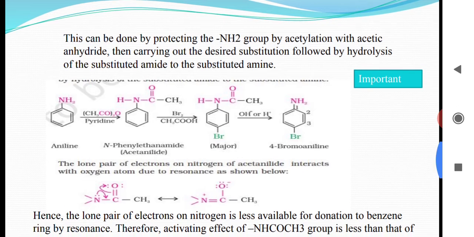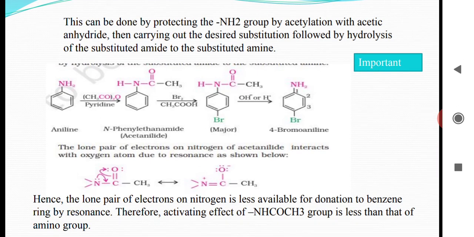Why? Here I have drawn the resonating structure: the lone pair of electrons on nitrogen is getting involved in forming a bond with carbon, and the oxygen is pulling the pi electrons towards itself. That is how it is in resonance. This kind of acetylation helps in decreasing the reactivity, or protecting the NH2 group, so we get only a mono substituted product.